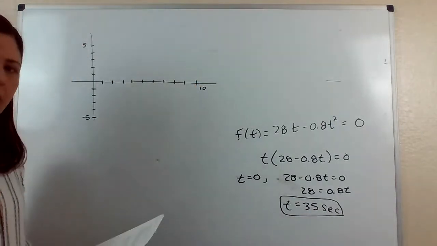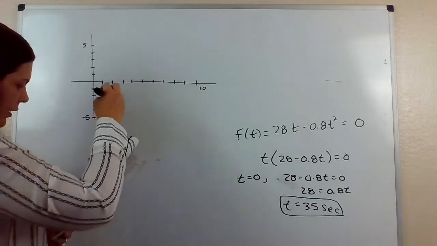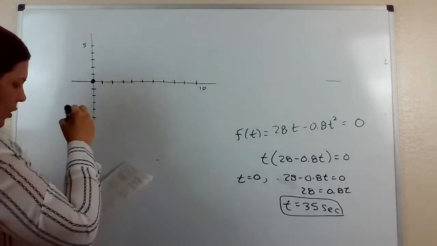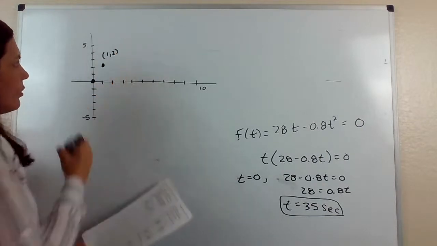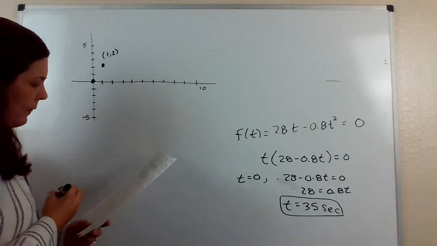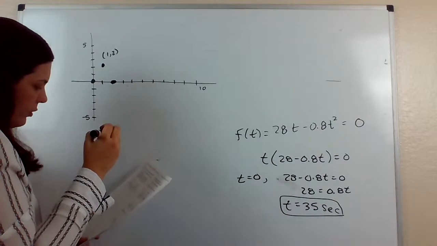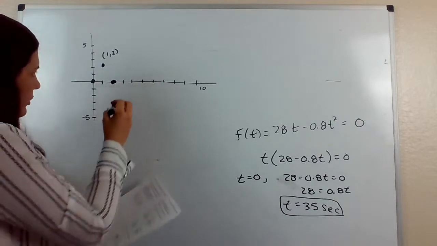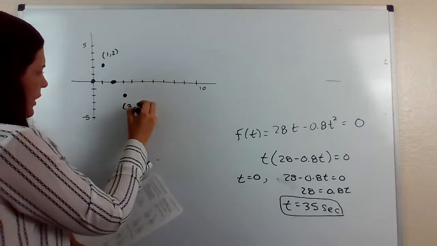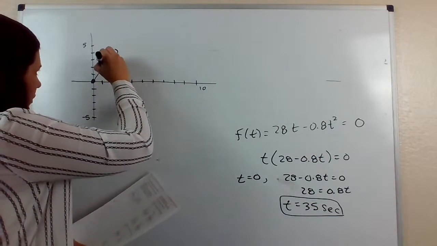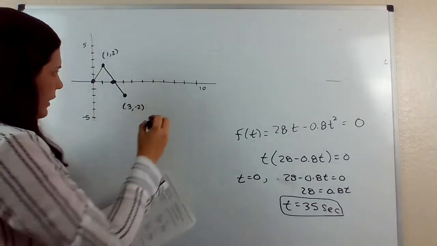Okay. Now, I'm going to draw some points for you, and then we'll connect them. So we have, looks like 0, 0, 1, 2. Let me just label these so you can copy them. We're going to hit 2, 0. We're going to go down to 3, negative 2. So 3, negative 2 is right here. And we're going to end up connecting these points. So connect those.